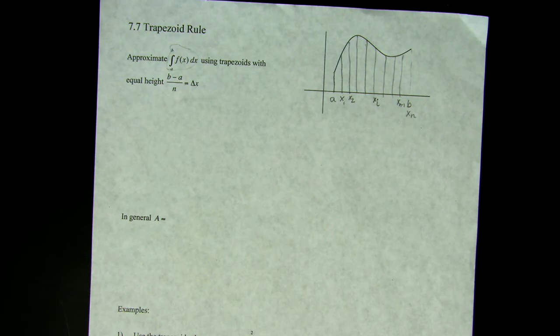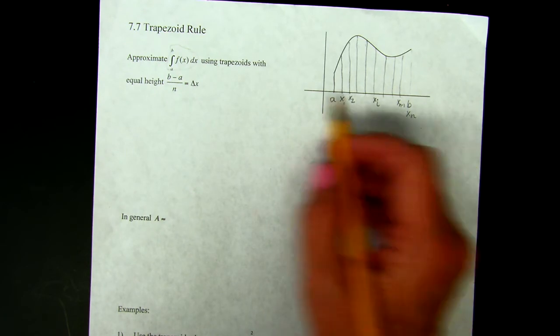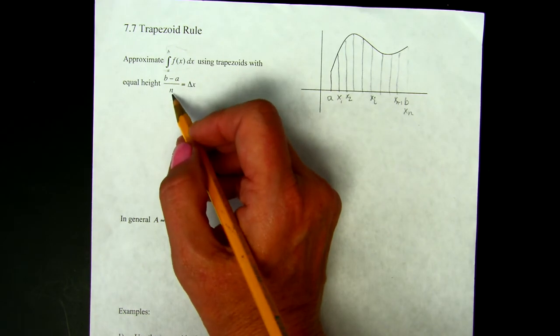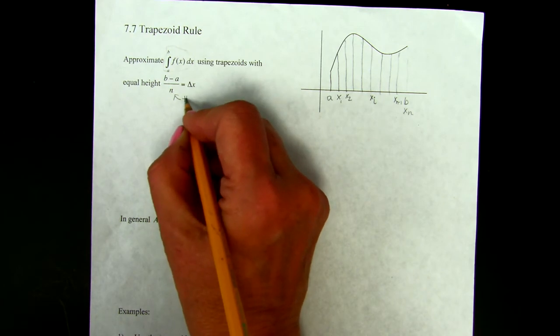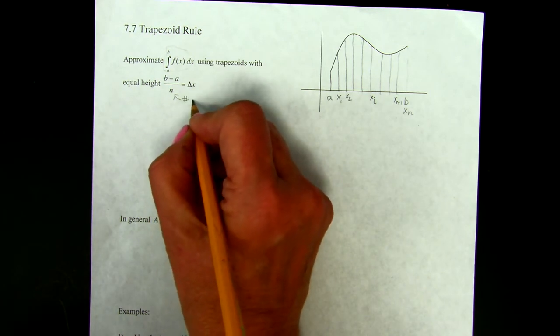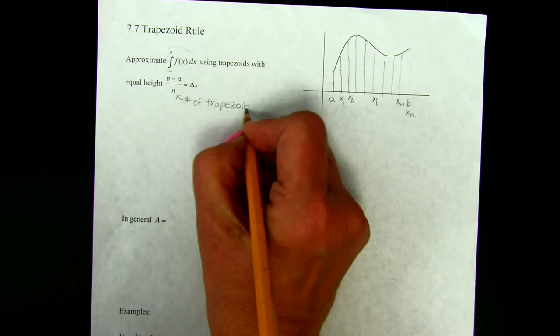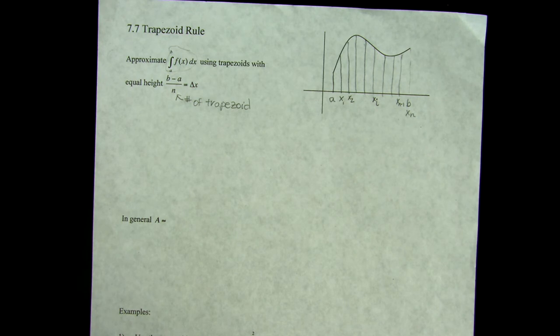Now in the past we used rectangles with equal width, and we got this formula by dividing b minus a divided by n, where n was the number of rectangles. Well, this time it's not the number of rectangles, it's the number of trapezoids. And that b minus a over n is delta x, and that doesn't represent the width of the rectangle. It represents the height of the trapezoid.